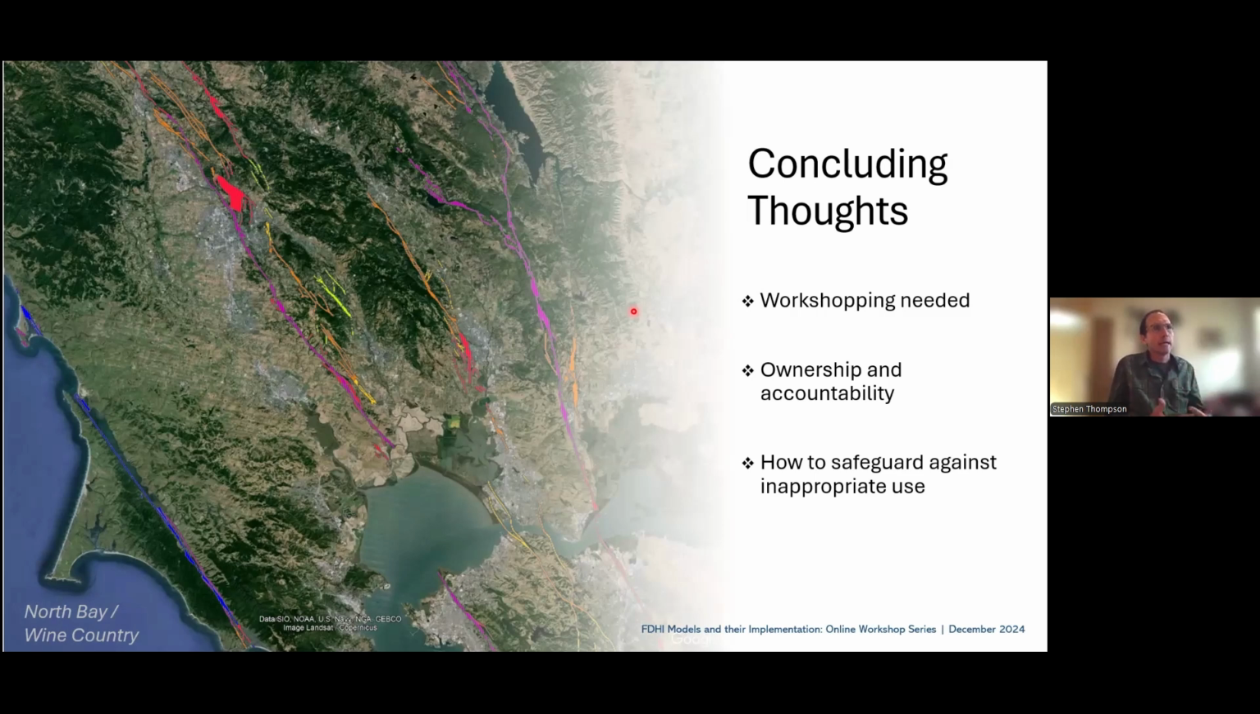So our plans, this project is moving slowly. We've been focused on getting our new fault displacement models published, but we'll be returning to this. Our plan is to do workshopping with CGS, with USGS, so different stakeholders understand what we're trying to do and can provide feedback. There's concerns about the ownership of this project going forward and who is responsible for maintaining it or adjusting it. And then most importantly, how do we keep this as a useful tool for the right applications, but safeguard it against inappropriate use. And so I'll end there.